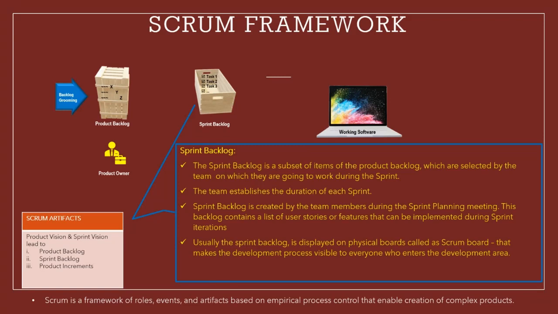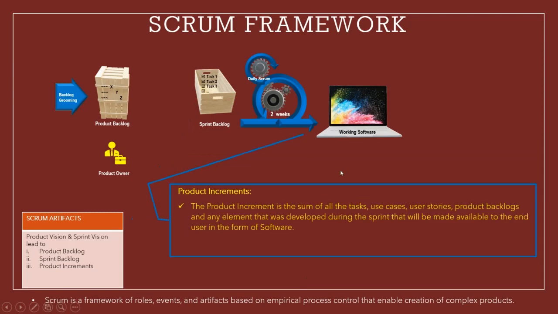Usually, the sprint backlog is displayed on a physical board called the Scrum board that makes the development process visible to everyone who enters the development area. The third Scrum artifact is the product increment. The product increment is the sum of all the tasks, use cases, user stories, product backlogs, and any element that was developed during the sprint that will be made available to the end user or the customer in the form of the software.